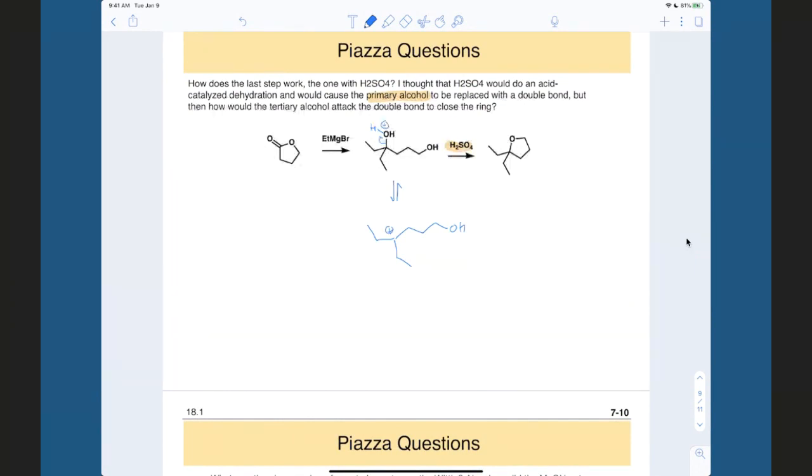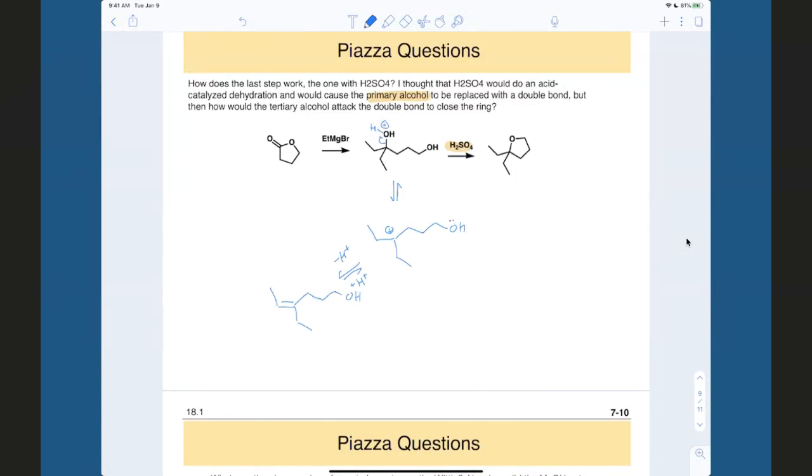And this could do two different things. This could eliminate to give the double bond. That is possible, and it could give any of those potential double bonds. But the protonation will be reversible under acidic conditions. So either way, we're going to keep going back to this same tertiary carbocation.